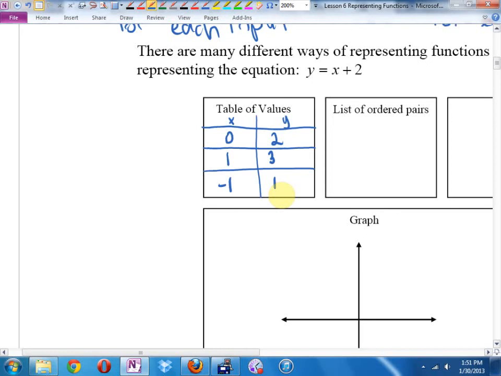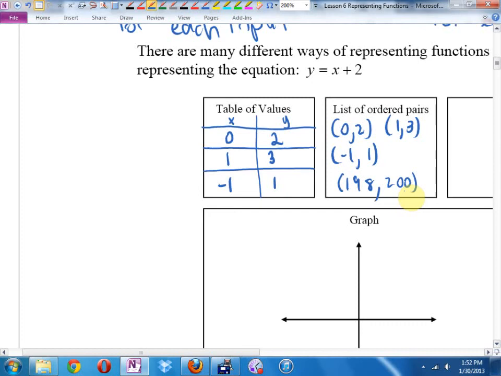As a list of ordered pairs: (0, 2), (1, 3), (-1, 1), (198, 200). Yes, someone looked at me kind of funny. I mean, that's on the graph. That is a legitimate point. Would I use it? No, but I want to remind you, it's there.